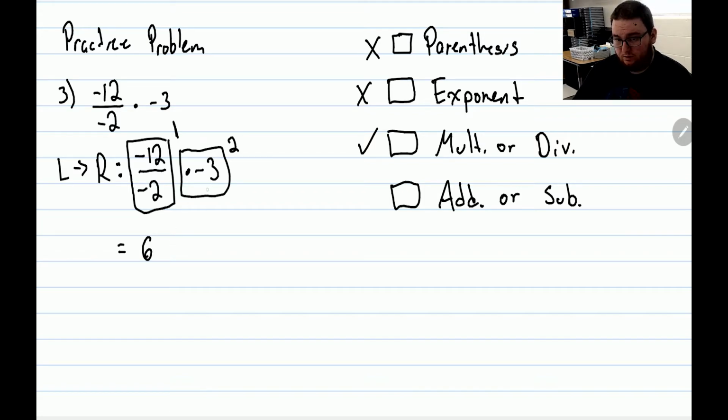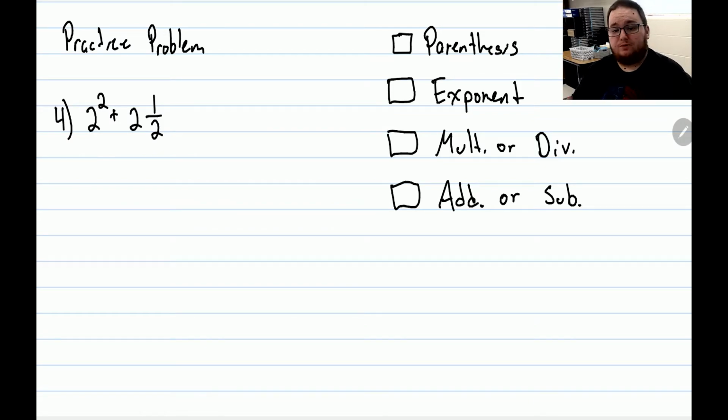Now we're just going to pull down what was in that second box. We have the multiplication of negative 3. And we have 6 times negative 3. Well, a positive times a negative gives us a negative. So I know our final answer should be a negative. And then 6 times 3 gives us 18. So our final answer should be negative 18. And that's because we don't have any addition or subtraction to finish off the problem.